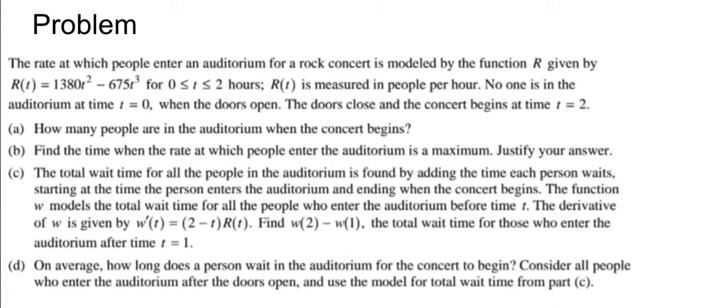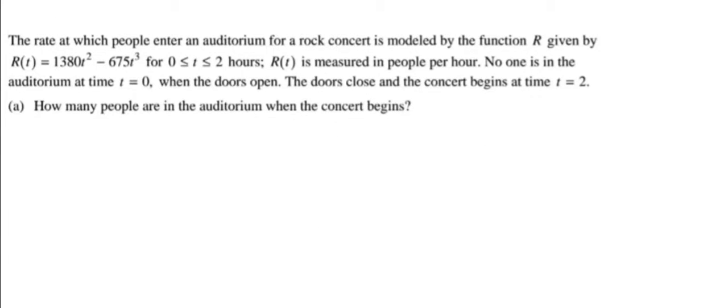No one is in the auditorium at time t equals 0 when the doors open, and the doors close and the concert begins at time t equals 2. Part A. How many people are in the auditorium when the concert begins? We know the concert begins when the doors close at time t equals 2, and we know that people start entering at time t equals 0.